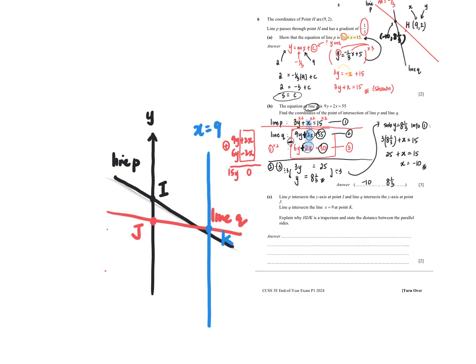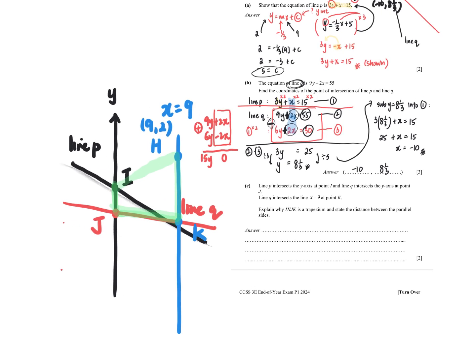Then they say, can you explain why HIJK is a trapezium? So this is my H. Where's my H? I know it's 9, 2. So maybe somewhere here. So if I refer to my trapezium, they ask you to explain why do you know that this is a trapezium in the first place. Why is it important for a trapezium to be called a trapezium?